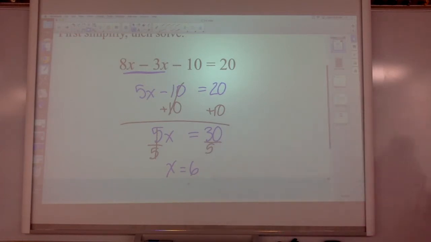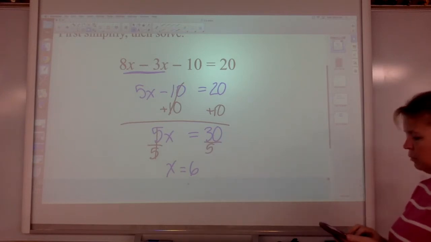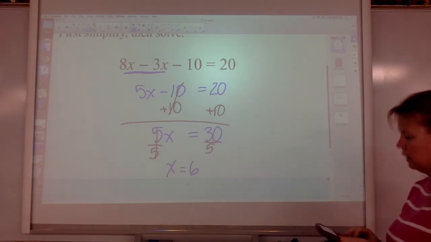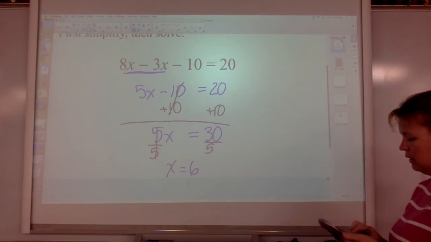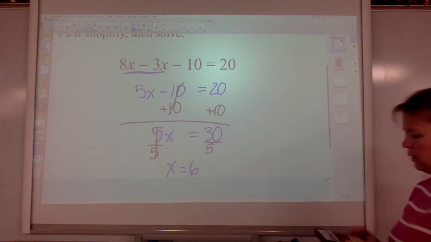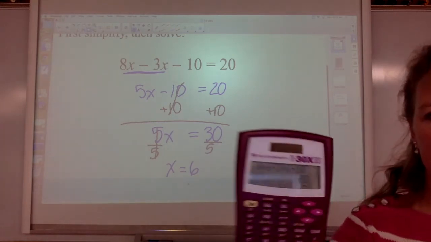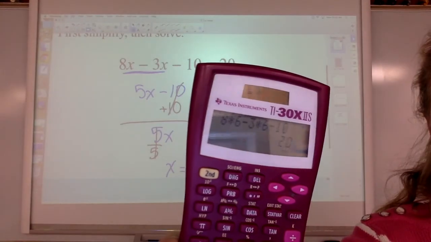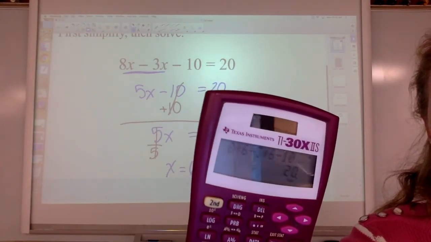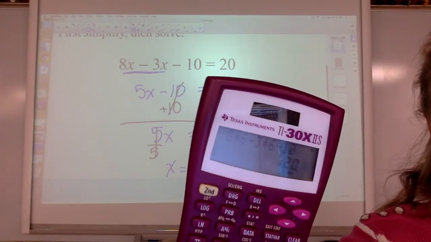Even though it's a little more complicated, you can still check your answer. You just grab a calculator and type in 8 times 6 minus 3 times 6. You put the 6 in for both x's. And minus 10 equals, and when you hit equals, it'll tell you it's 20. 8 times 6 minus 3 times 6 minus 10 equals 20.